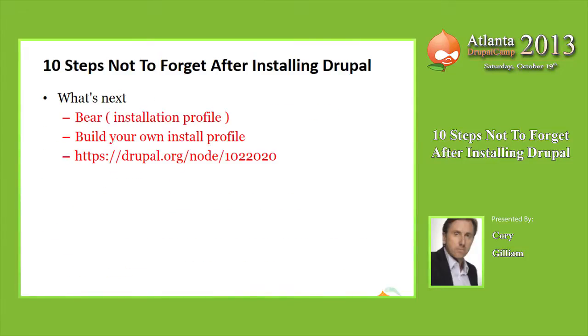Next steps after this: installation profile, Bear. I have not used it myself, but I've heard that it works really well. It has a lot of these settings pre-configured. You can build your own install profile where you get the site set up the way you want it. Drush make, I believe, is the command, and it will create this profile for you, and every time you install, this stuff will be pre-set up for you. This is the address to where you can get more information if you want to build your own profile installation.